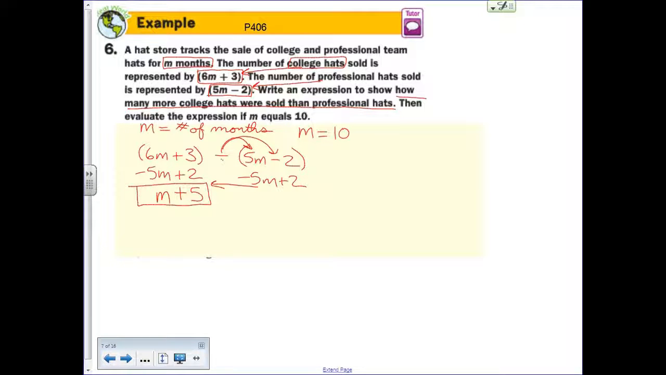Now we can go back and find out exactly how many more hats were sold by the college teams than by the professional teams by plugging a 10 in for M, and we would do 10 plus 5 equals 15 more college hats than professional.